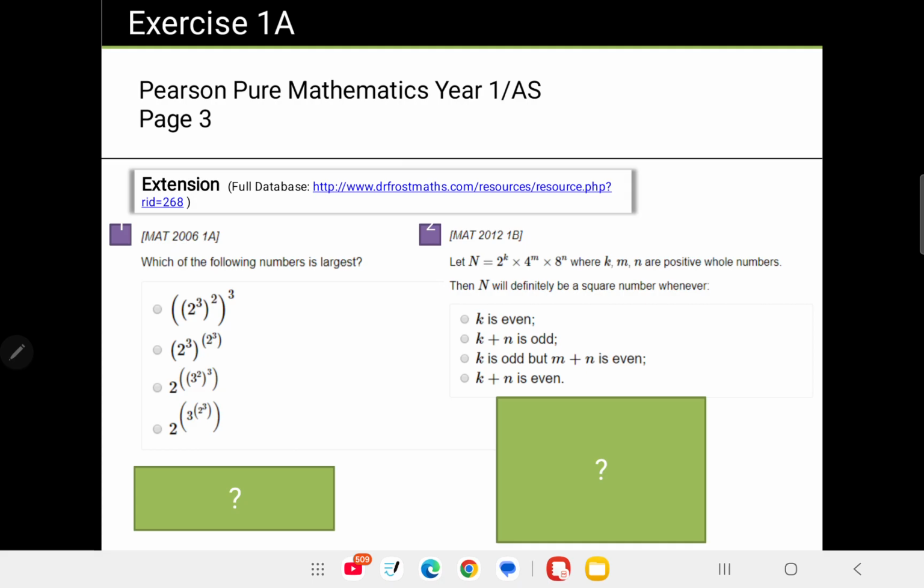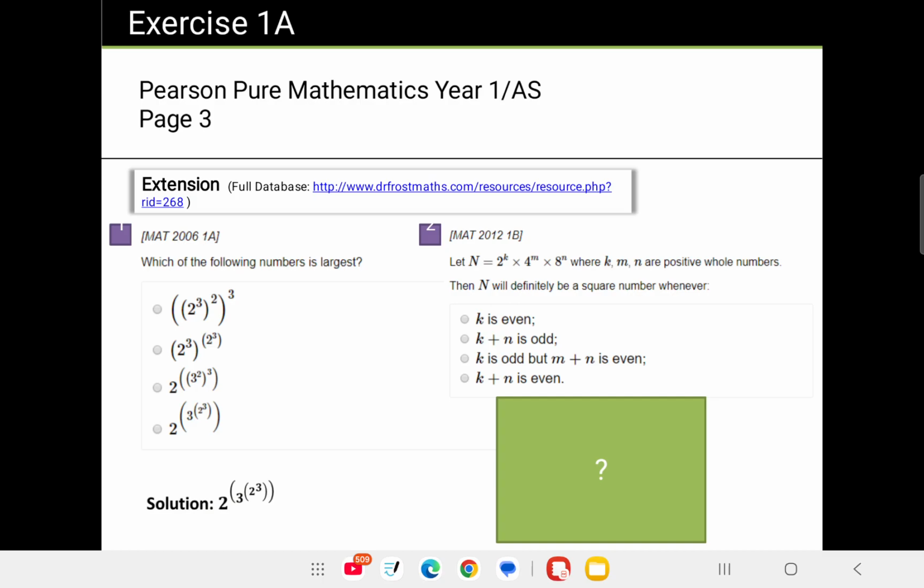Okay, so next we have more questions from the past papers. The question number 1 is, which of the following numbers is largest? You can simplify these, like if you have 2 power 3 whole power 2 and then whole power 3, you can expand these two first and then apply the power. You can even substitute in the calculator to check which one is largest. It's not very important from the exam point of view for now.